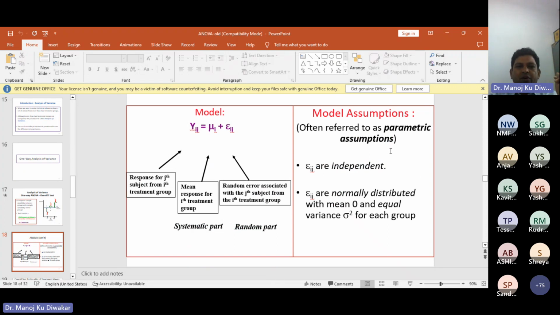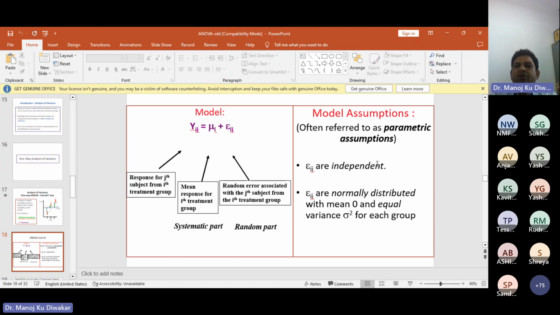So we will be following that y_ij equals mu_i plus epsilon_ij. Here mu_i is nothing but the mean value of sample 1, mean value of sample 2, and mean value of sample k. Whatever the sample is, y_ij is the response for the jth subject from the ith treatment group. This is your outcome variable, and this is your random error associated with the jth subject and the ith treatment.